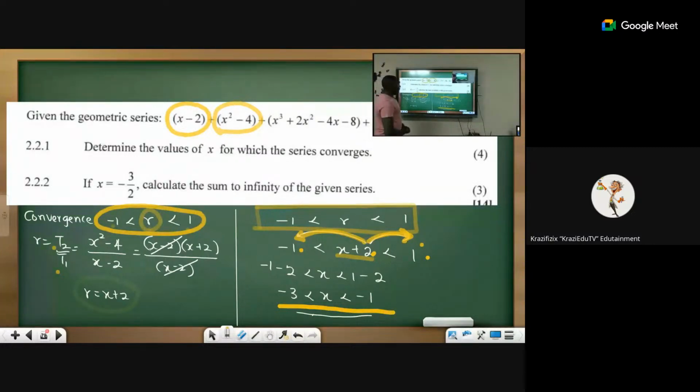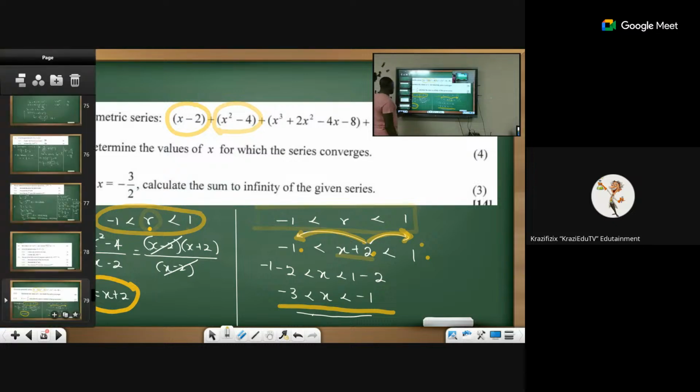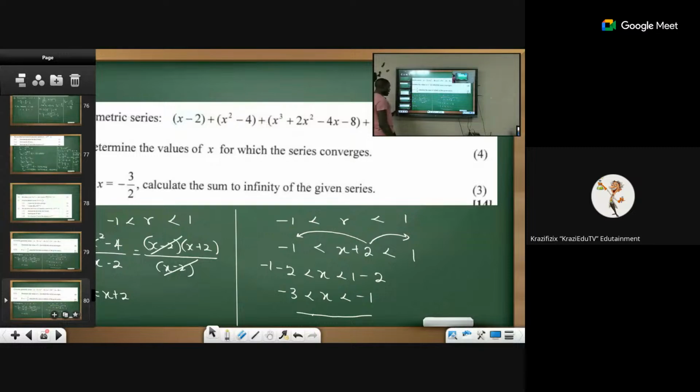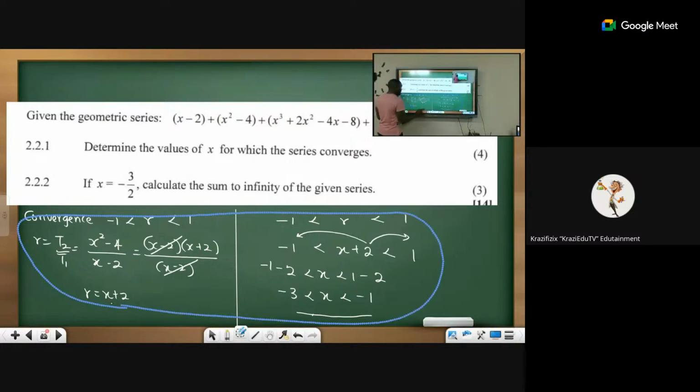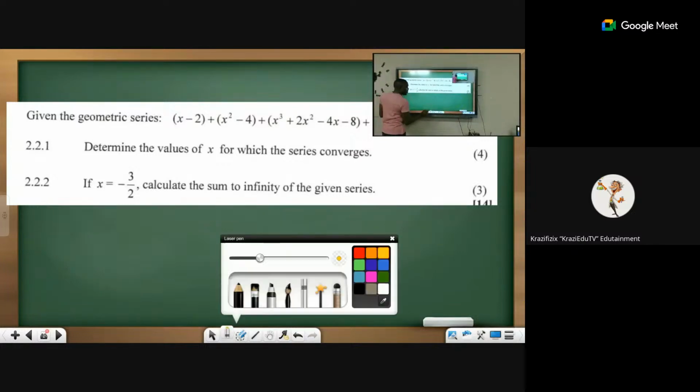If x equals -3/2, remember we're just marking the work from yesterday, right? Calculate the sum to infinity. Okay, so we go with 2.2.2. We're just marking yesterday's work, hence the pace. But I'm still slow, I think, to make sure everybody catches up. Okay, let's see. If x equals -3/2, calculate the sum to infinity.